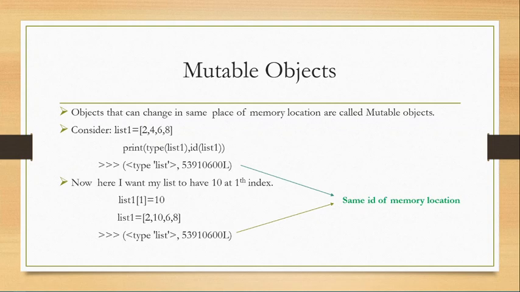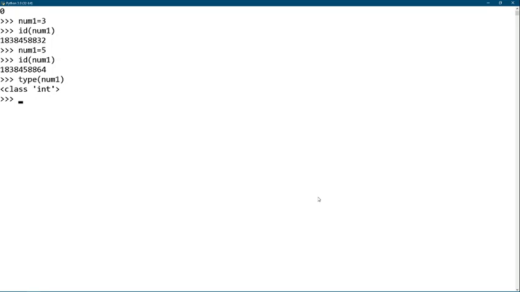Let us see about mutable objects. Objects that can change in the same place of memory location are called mutable objects. Take an example of a list, list1. I will check the ID of list1.